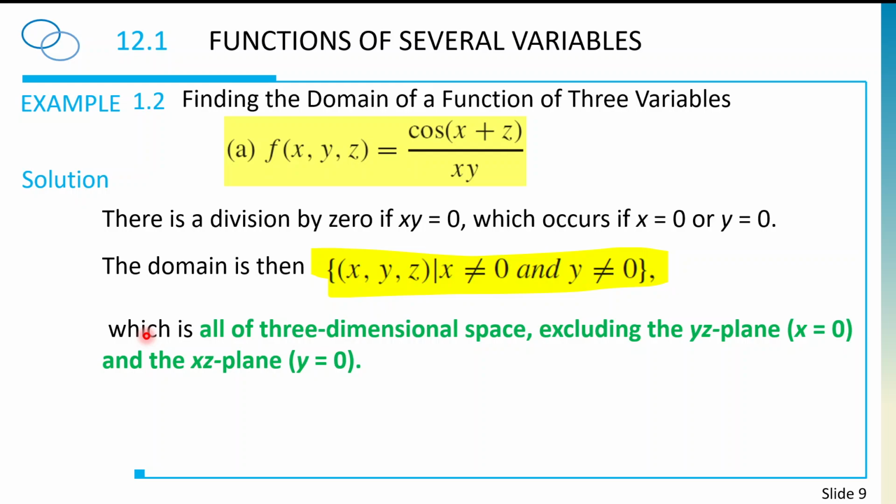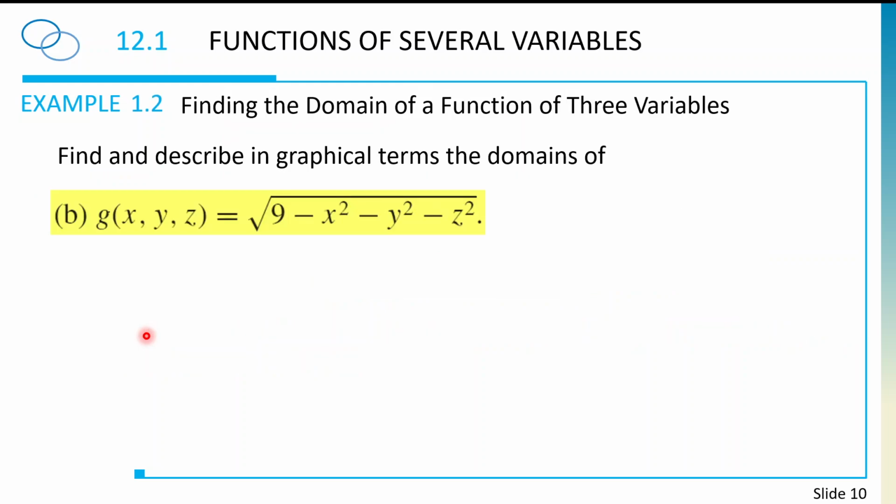Okay, now let's think about this one, the last one. I have g of x, y, z equals the square root of 9 minus x squared minus y squared minus z squared. Okay, interesting. How can I deal with this?